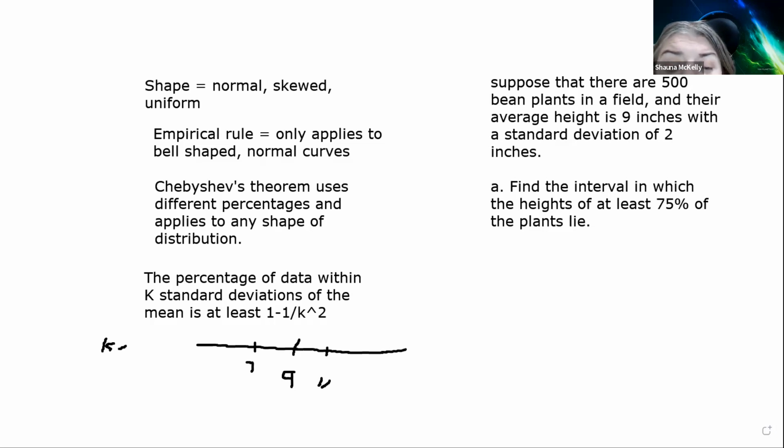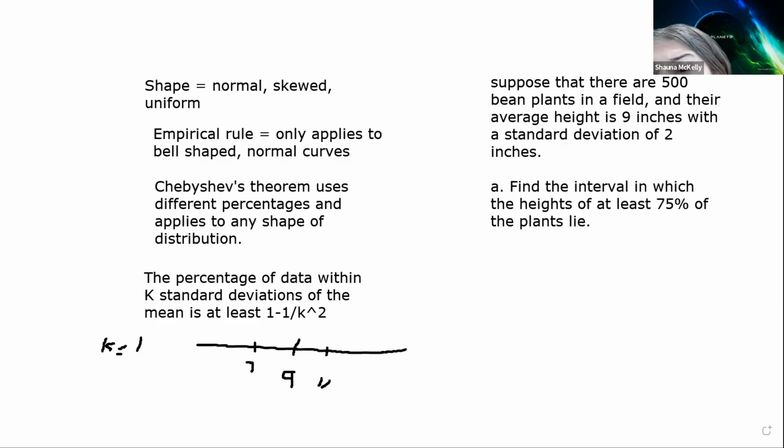Now, the formula is not going to help me much if K is 1, because Chebyshev's theorem means you have to be more than 1 standard deviation away, okay? Chebyshev's theorem says that the percentage is 1 minus 1 over K squared. Well, if K is 1, then you have 1 minus 1 over 1, which is 1 over 0, right? Now, here's the thing. I don't know what this percentage is. It tells me 75, right?